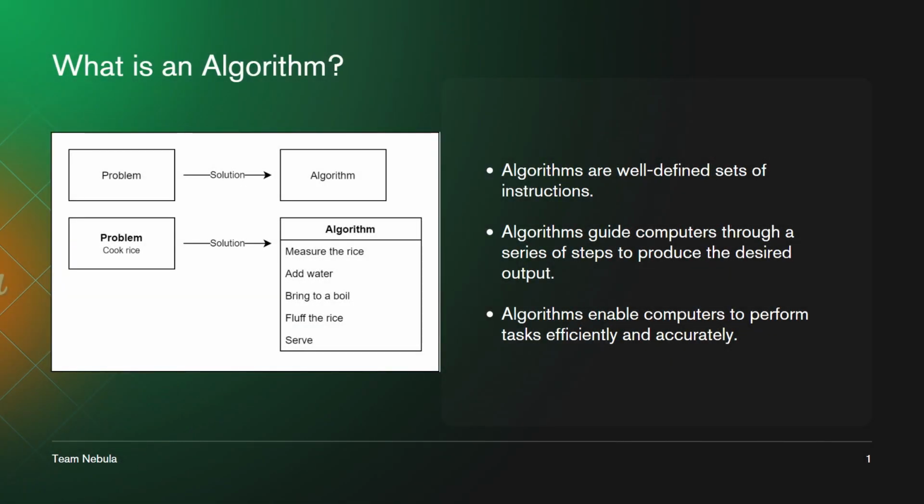What is an algorithm? An algorithm is like a recipe for solving a specific problem. It consists of a well-defined set of instructions that guide the computer through a series of steps to produce the desired output. Just like a recipe helps you to cook a delicious meal, an algorithm enables a computer to perform tasks efficiently and accurately.